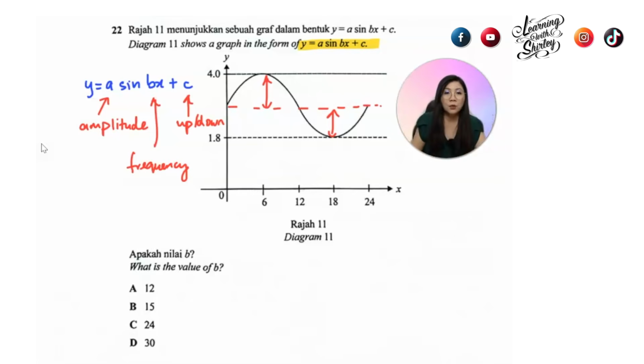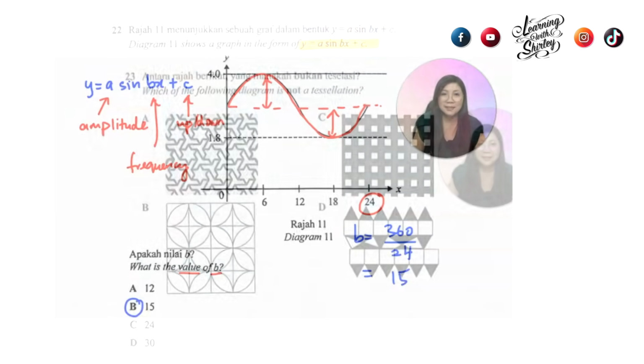Now they ask you to find the value of B. We're going to look at this, because this graph is one cycle, but here it is 24. So B is 360 divided by 24, and we get 15. So A, B, C, D, the answer is B.